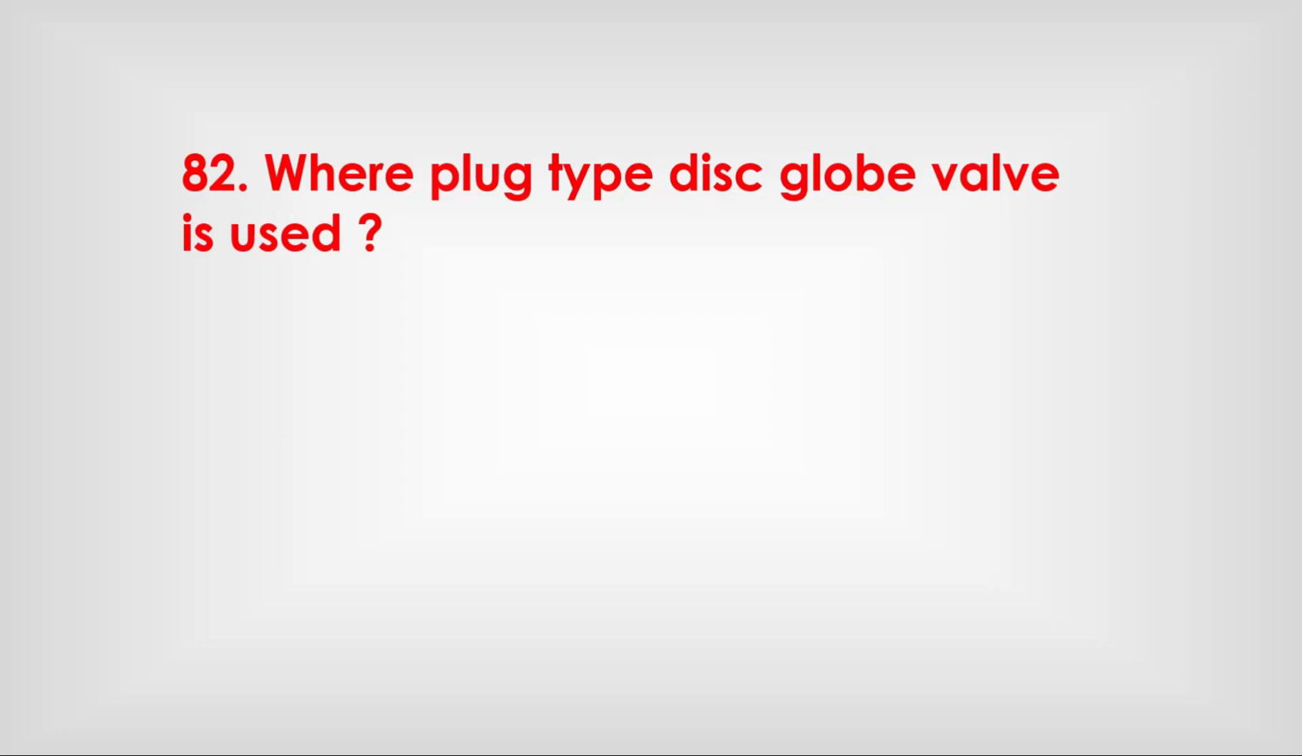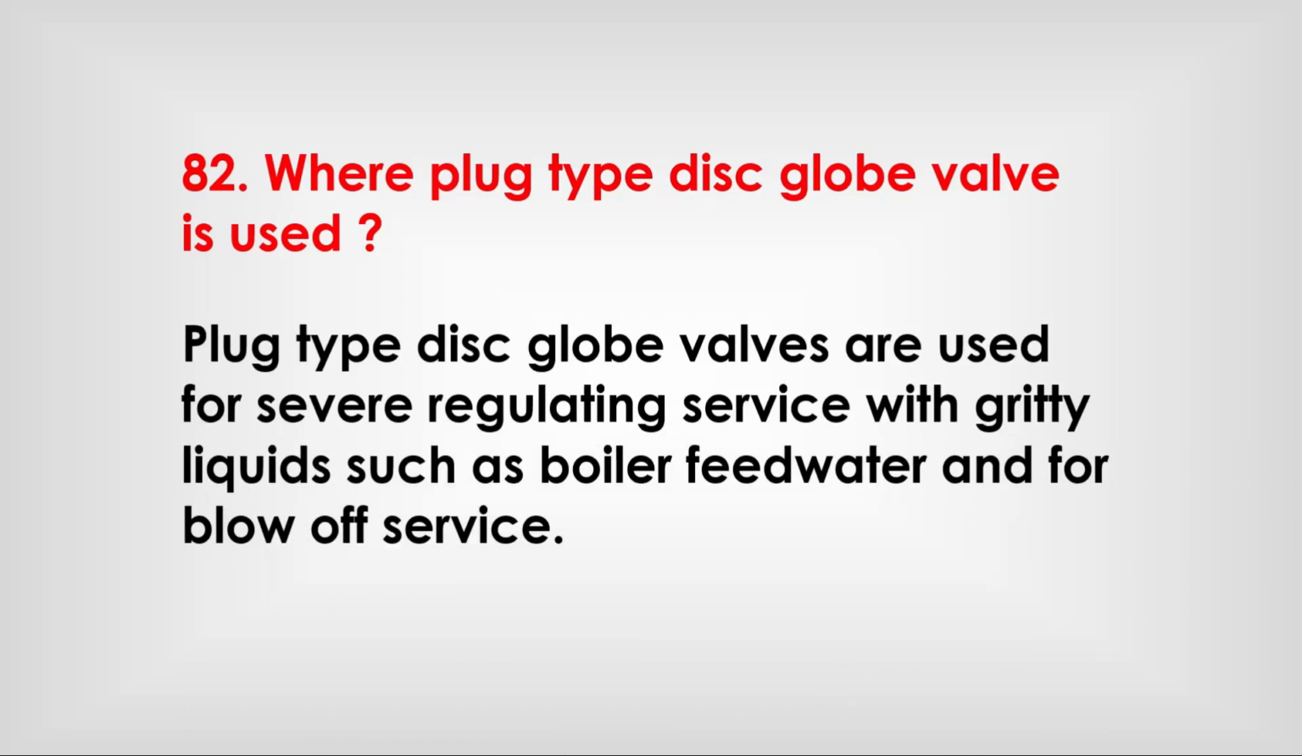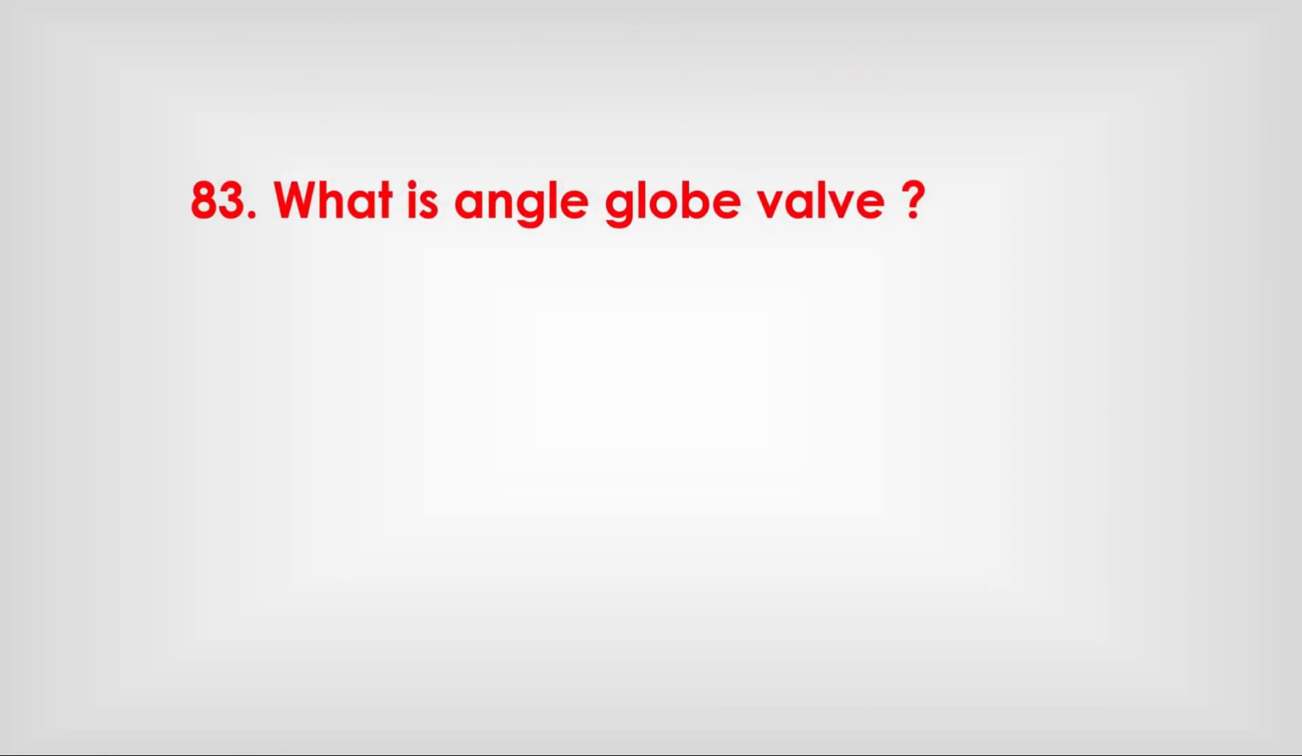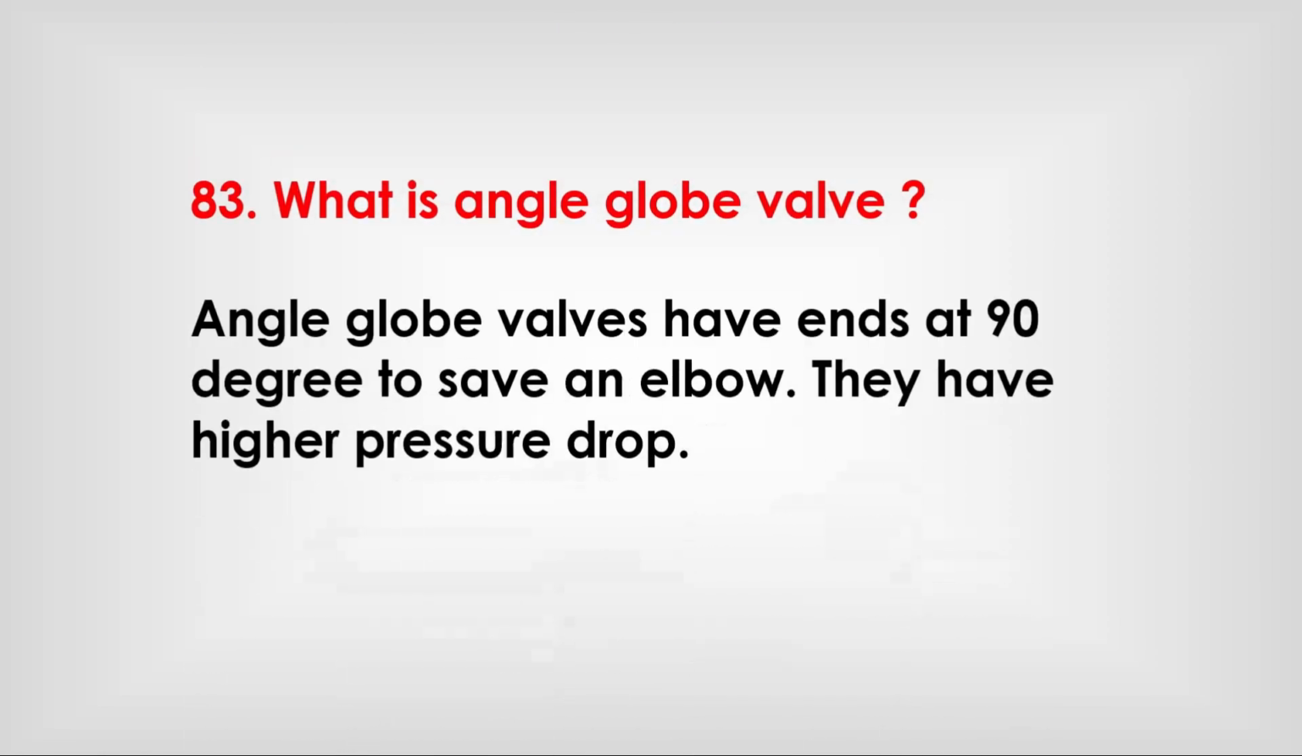Where is a plug type disc globe valve used? Plug type disc globe valves are used for severe regulating service with gritty liquids such as boiler feed water and for blow-off service. What is an angle globe valve? Angle globe valves have ends at 90 degrees to save an elbow. They have higher pressure drop.